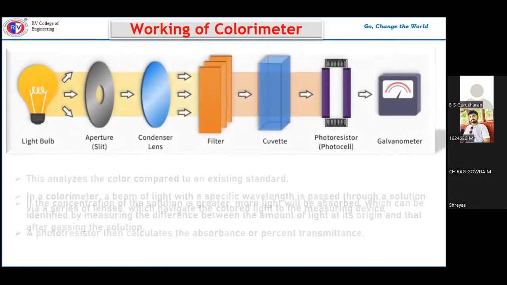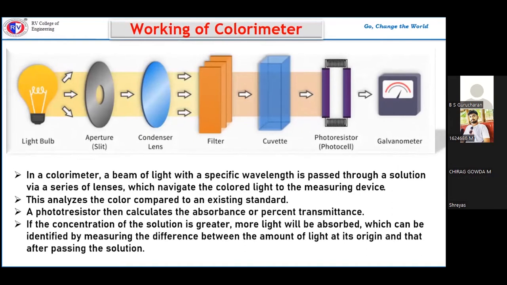Coming to the working of photometers, this is the block diagram. It says that we use an LED as the light source. When the light is passed through a slit or aperture, it narrows down the field of the light, and then it is passed through condenser lenses, followed by filters, and then made incident on the cuvette containing the sample. The sample absorbs some of the light and transmits the remaining light.